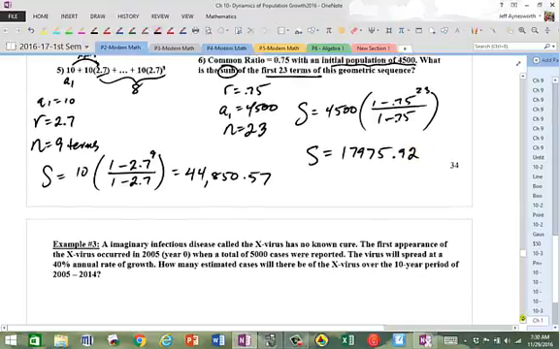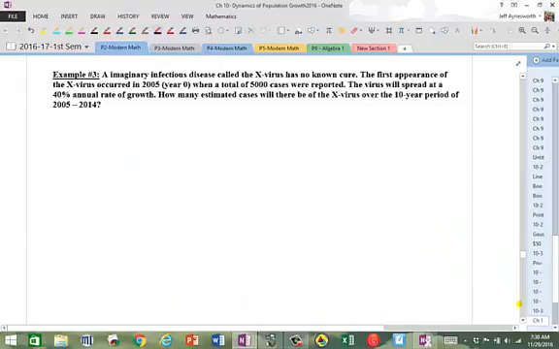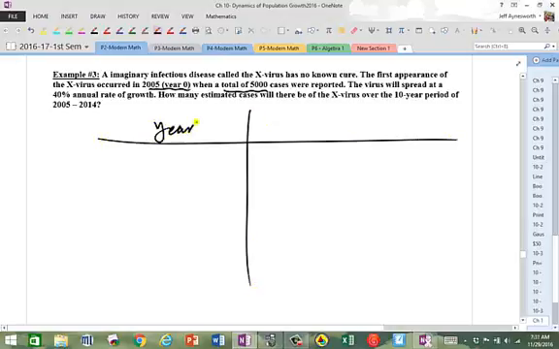Okay, now let's apply it to an application problem here, and then I'll have you guys practice afterwards. On example 3, imagine there's an infectious disease called the X virus, with no known cure. The first appearance of the X virus occurred in 2005, year 0, when a total of 5,000 cases were reported. All right, so let's set up a little table here. So year here and number of cases here. So we start off in 2005, and there's 5,000 cases reported.